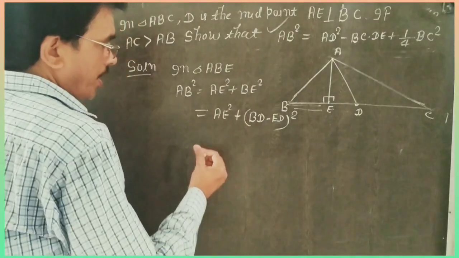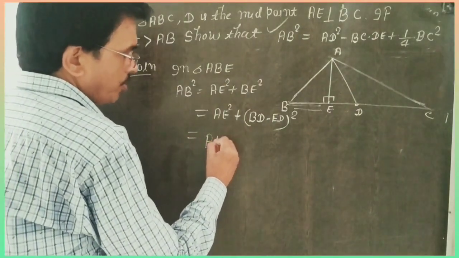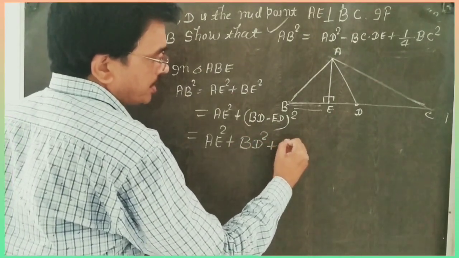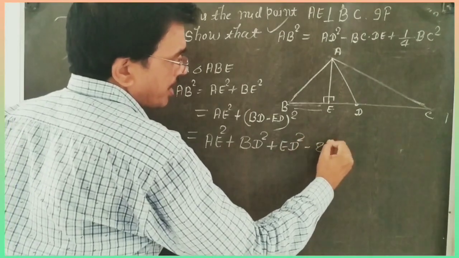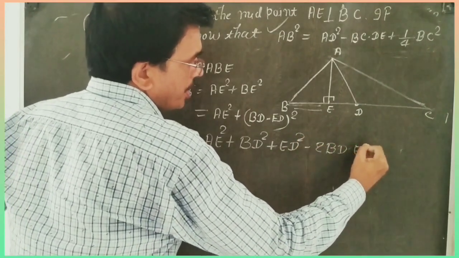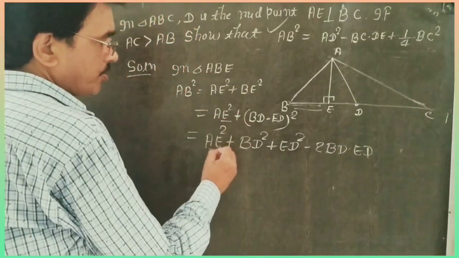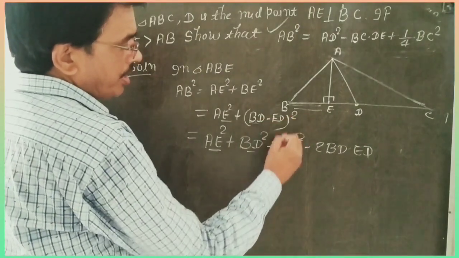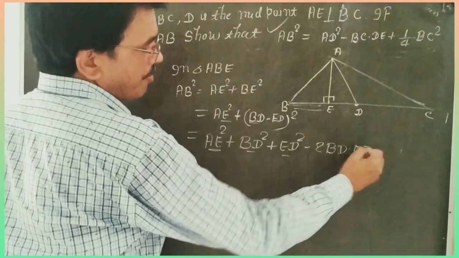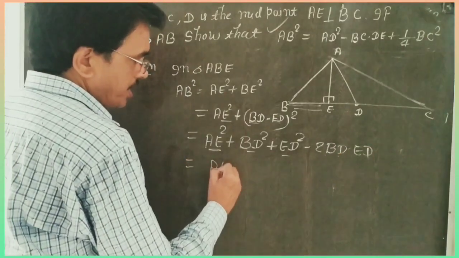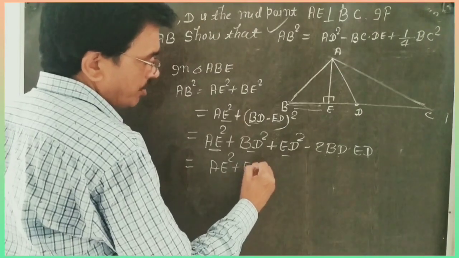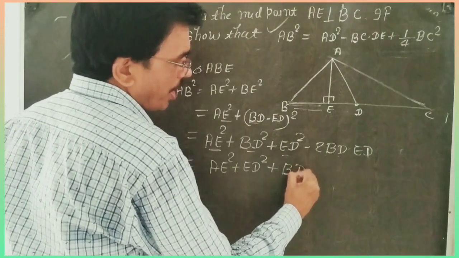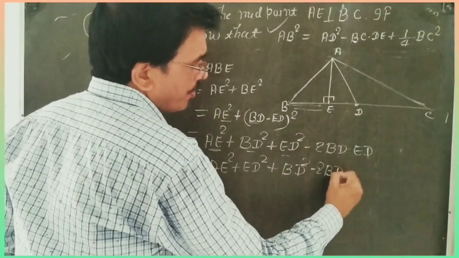Then you get AE square plus BD square plus ED square minus 2 BD into ED. Here BD minus ED is like A minus B whole square, which is equal to A square plus B square minus 2AB. Next step, it is AE square plus ED square plus BD square minus 2 BD into ED.